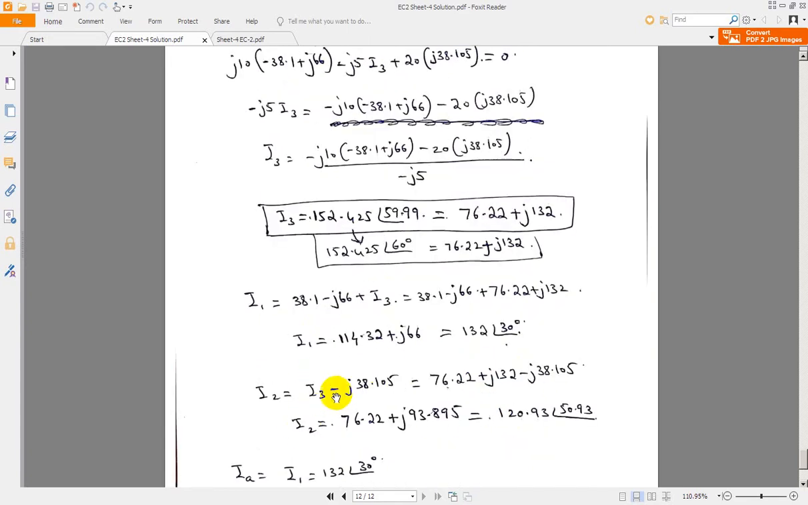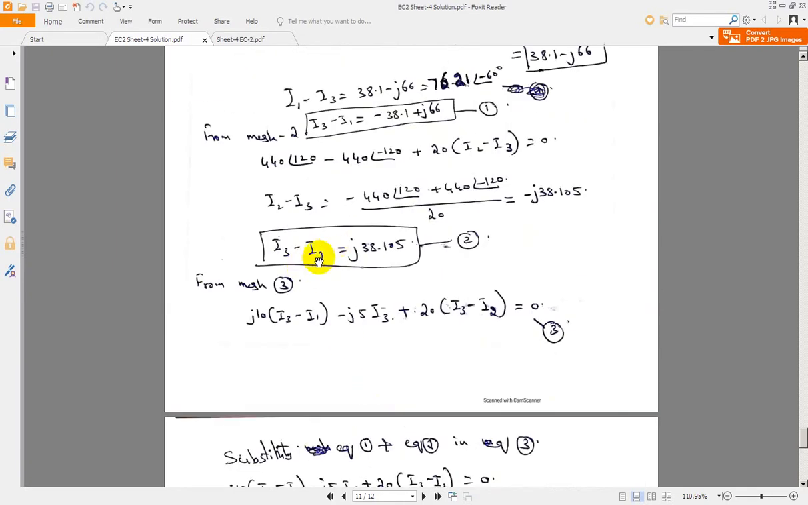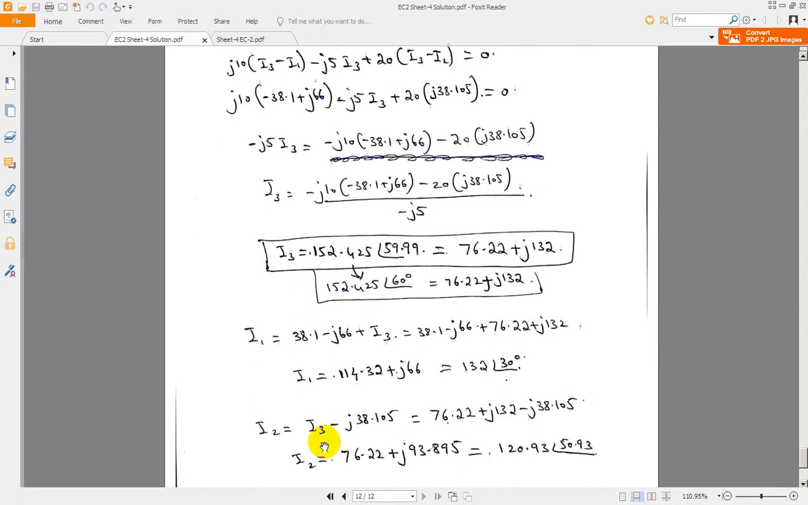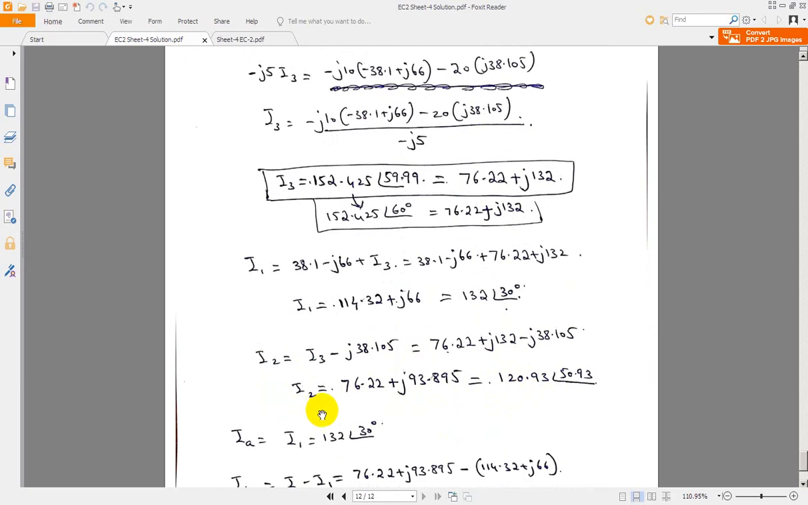Similarly, I2 is equal to I3 minus j38.105, which we got in equation 2. So I2 is equal to I3 plus minus j38.105. Once you evaluate this, you get I2. Now we have got I1, I2, and I3.